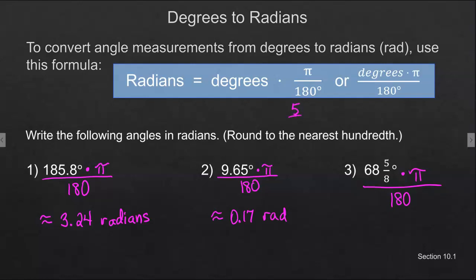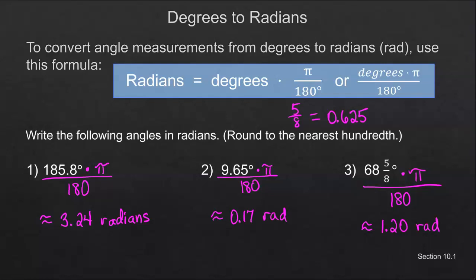5/8 is 0.625 as a decimal. And so if you want to put in 68.625, then you can certainly key it in that way. And this one ends up being 1.20 radians, and when we round it to the hundredths place, we have to put that 0.